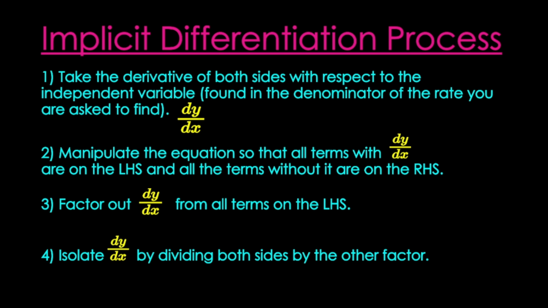Now, every implicit differentiation problem begins with an equation that's given to you that relates x and y somehow. So step 1 is to take the derivative of both sides of this equation with respect to the independent variable. The independent variable will be found in the denominator of the rate you are asked to find. So if you are asked to find dy/dx, you see the x in the denominator, you should be finding the derivative of both sides with respect to x.